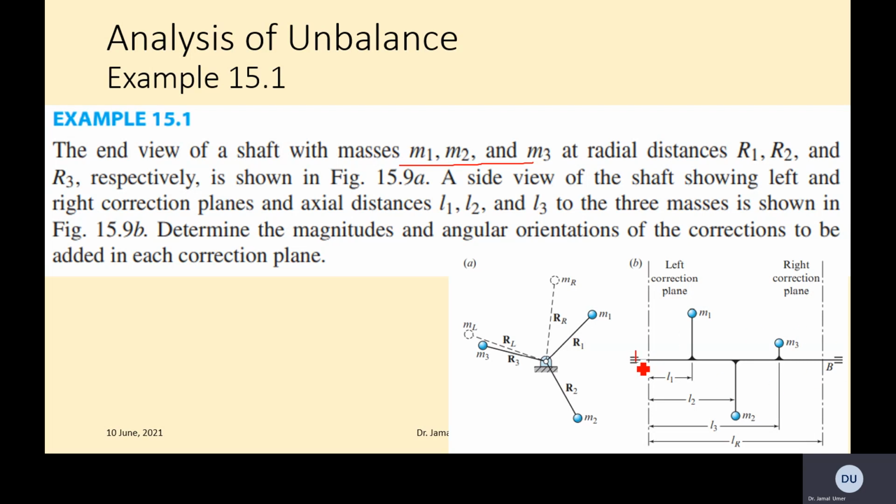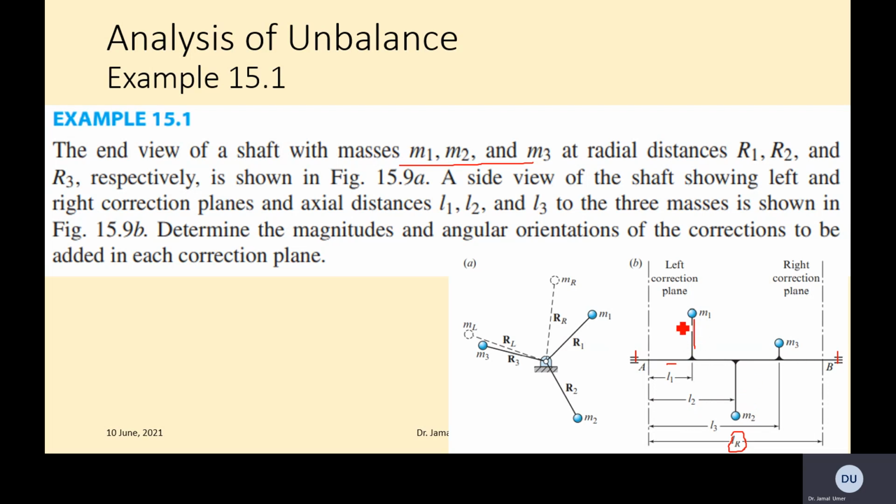So you have a bearing here, bearing A, and a bearing B over here, and this is the length of the shaft. So LR is the length of the shaft. But when you see from the side, either side from A or B, you will see all masses like that. Each mass has some distance from the shaft, which is given, and it has a particular length as well from reference A. So this is the left correction plane, this is the right correction plane. This has a distance L1, this is L2, and this is L3.